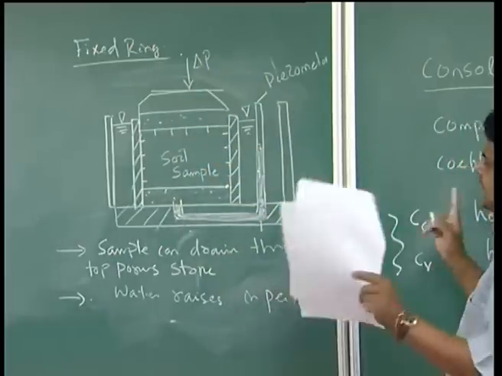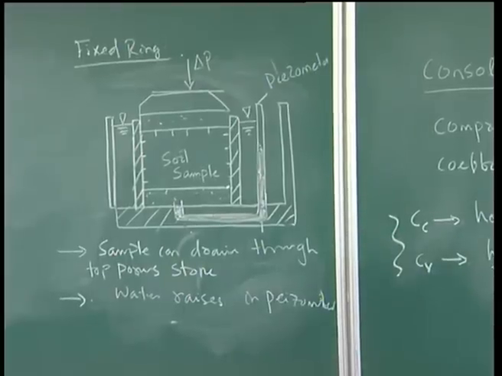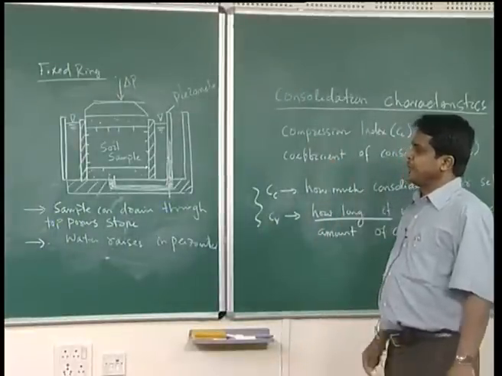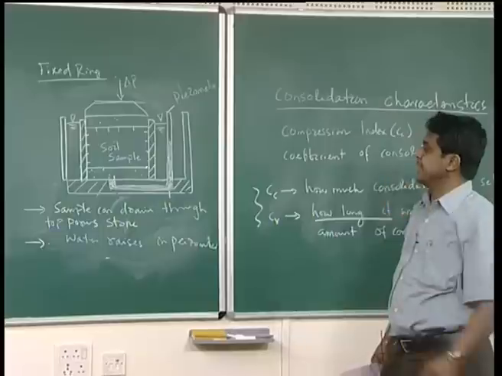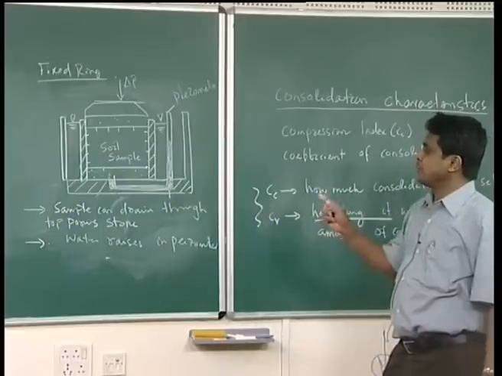So, this is the basic difference between the floating ring and fixed ring, as per the American Society for Testing and Materials. In the floating ring, the base porous stone provides lateral drainage. In the case of the fixed ring, drainage occurs through the top porous stone.